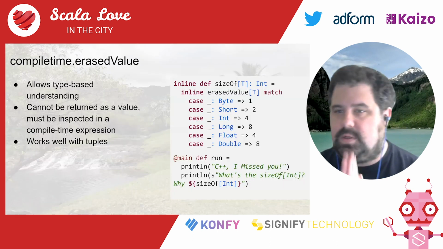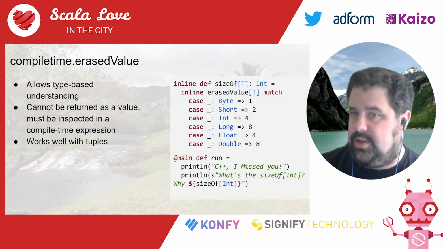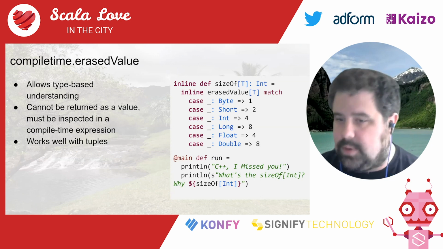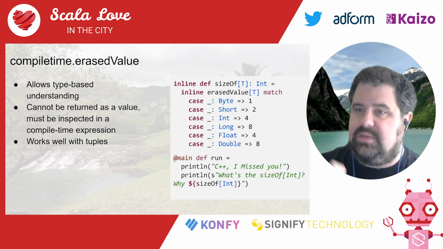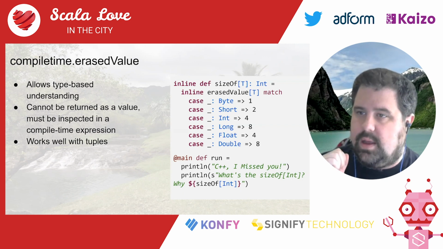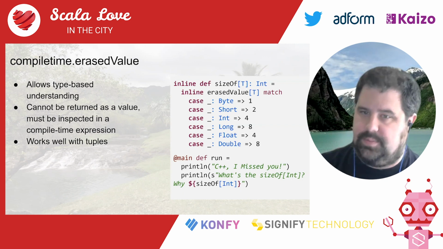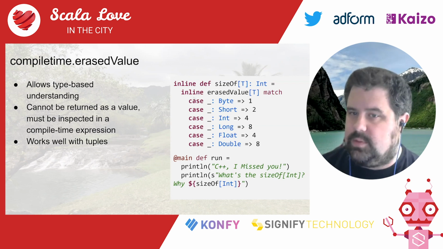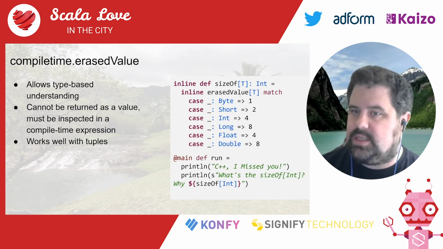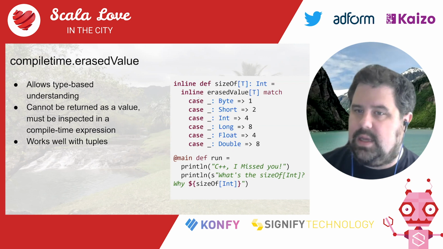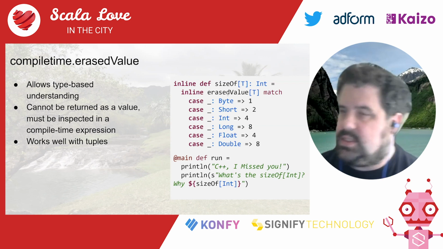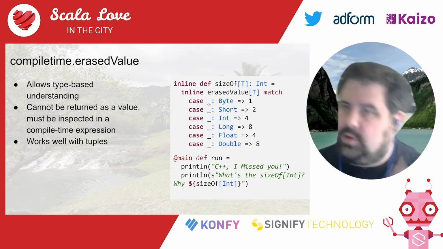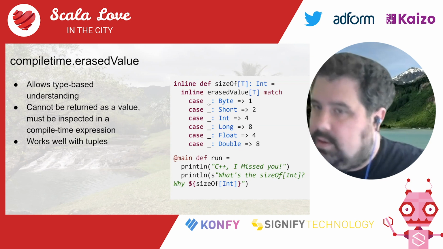Okay, first of all, you saw that size of method. Let's try to understand that a little deeper. Compile time erased value basically gives you a way of matching on types. So if I were to write an inline match with an erased value of t, I can have a match statement that works based on types the way Scala would expect. But since this is an erased value, I can never look at the value because I don't have one.